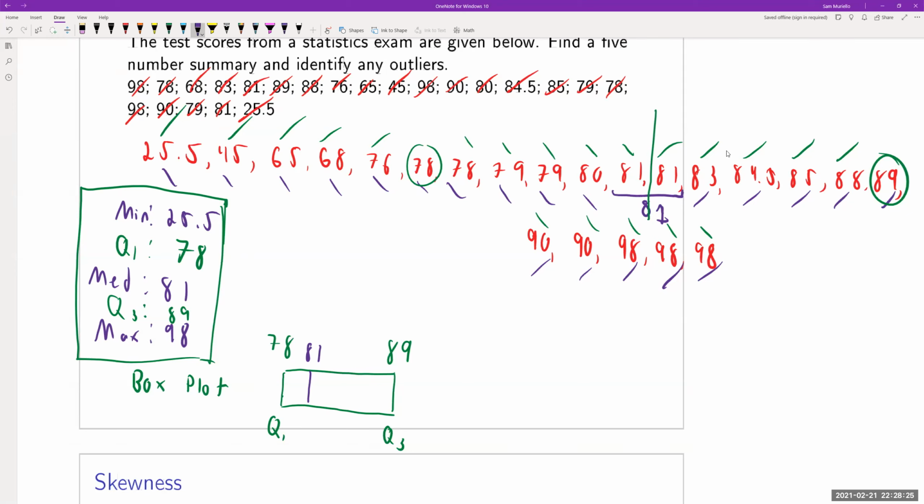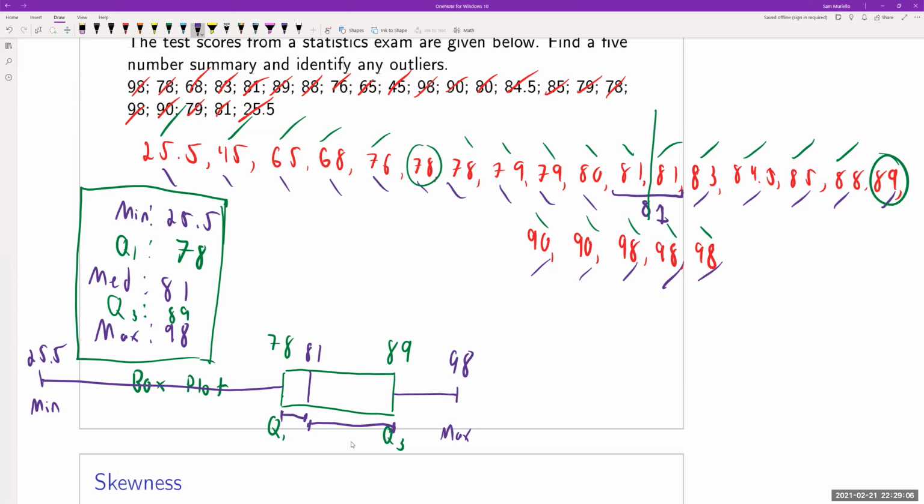It doesn't have to be perfectly to scale, but we want it to be roughly so. Then we will add whiskers coming off to the side as a line extending to the maximum and to the minimum, which in this case are 25.5 and 98. This does a really good job of giving us a visual picture of this data. In this case, it looks like 25% of the people scored right here in this very small range, and the next 25% of the people scored in this range.